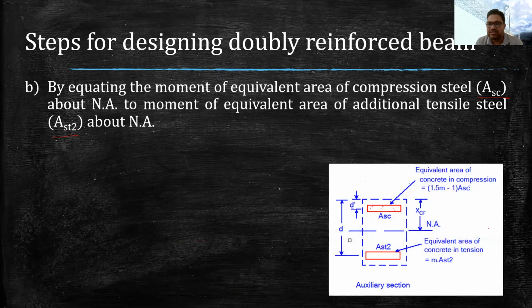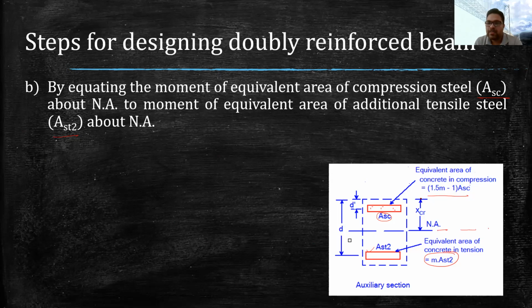So using this diagram I am writing here. This red rectangle is showing the equivalent area of the ASC in terms of concrete, and this rectangle is showing the equivalent area of concrete in tension. So the equivalent area of the compression steel, we know this will be the value for that, and the equivalent area of the tension steel in terms of concrete will be M into AST2. So we calculate the moment of area of these two areas about the NA and then equate them.